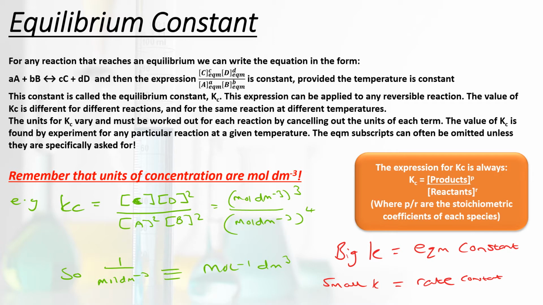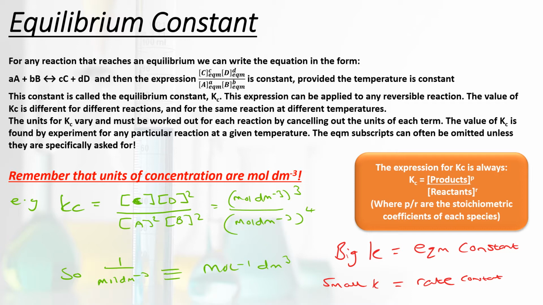Now this expression can be applied to any reversible reaction. And the value of Kc is different for different reactions, and different for the same reaction at different temperatures. So if I have my reaction shown above, A plus B goes to C plus D, that will have a particular equilibrium constant that we can calculate by writing that mathematical expression. And for that reaction at different temperatures, the equilibrium constant will be different.